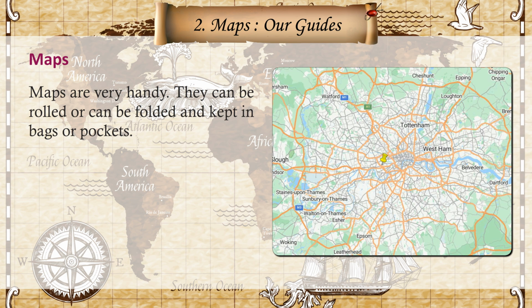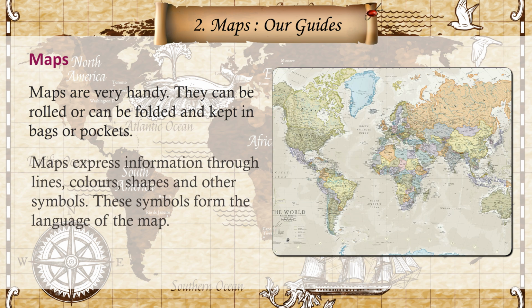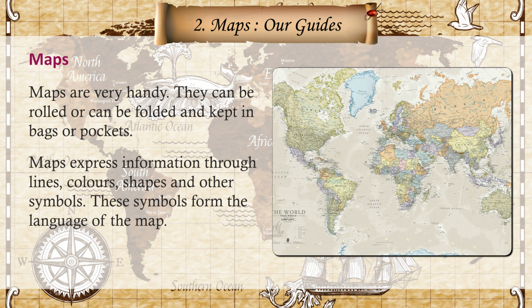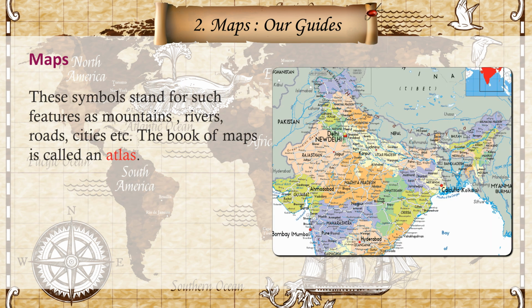They can be rolled or folded and kept in bags or pockets. Maps express information through lines, colors, shapes and other symbols. These symbols form the language of the map. These symbols stand for such features as mountains, rivers, roads, cities, etc. The book of maps is called an atlas.